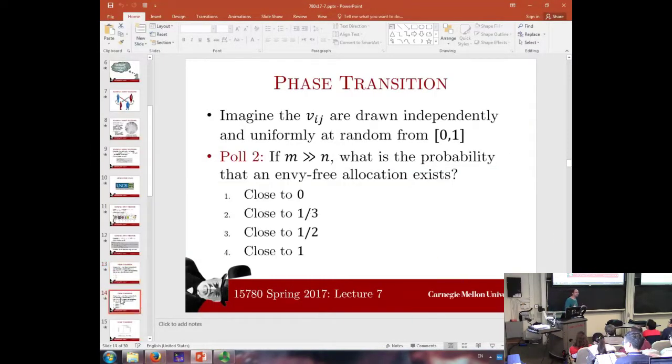This is the same question, same regime, but now the number of items is much larger than the number of players. Make it as large as you want. Or fix the number of players, take the number of items to infinity. What's the probability now that we have an envy-free allocation? And extra credit if you can give an explanation for why your answer is true. I'll actually be really excited if somebody can give me an explanation for the right answer.